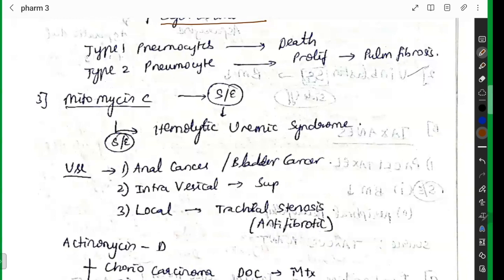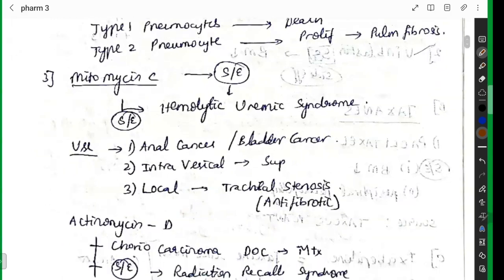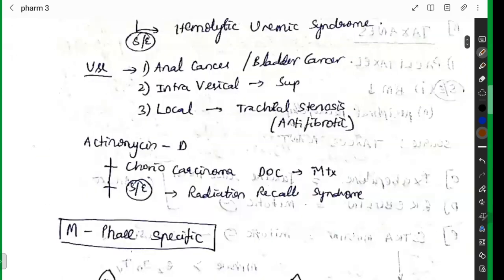Now coming to actinomycin D. Actinomycin D is going to be the fourth drug which you are going to see under the heading anti-tumor antibiotic. So what is it going to do? It is going to be helpful in choriocarcinoma. So in choriocarcinoma, you will use actinomycin D.